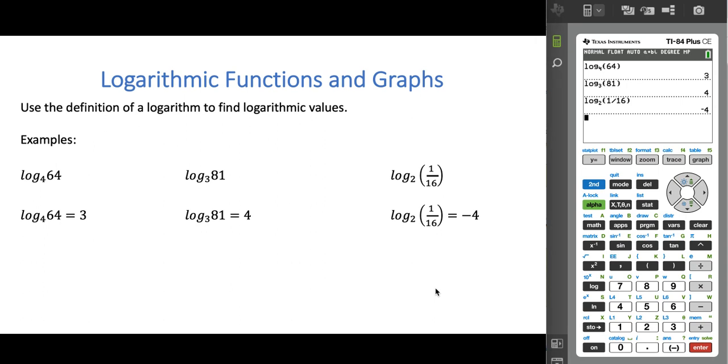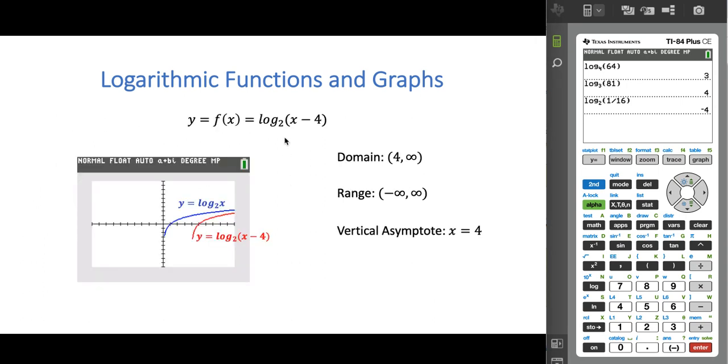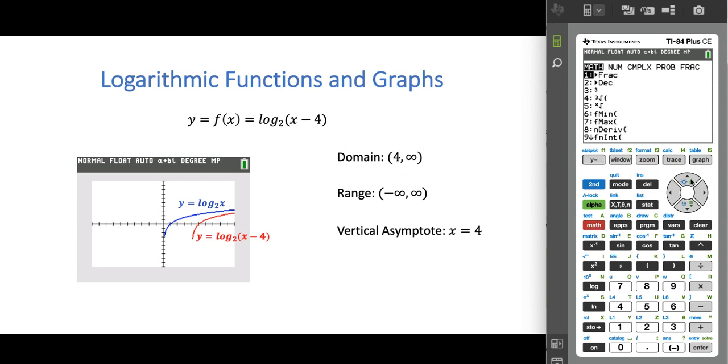Now you can use that same log base to graph this on your calculator. So if you wanted to graph the log base 2 of x minus 4, once again, you can use the math and the log base, and the base here is 2. The argument is x minus 4. And you'll see that graph. This is this graph right here, right? That's the graph of the log base 2 of x minus 4.